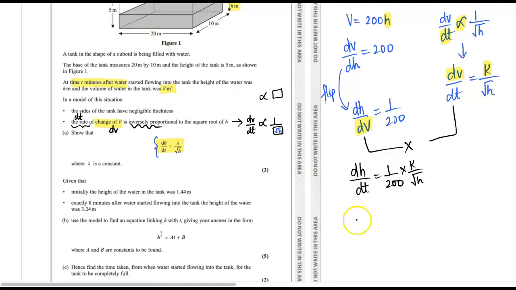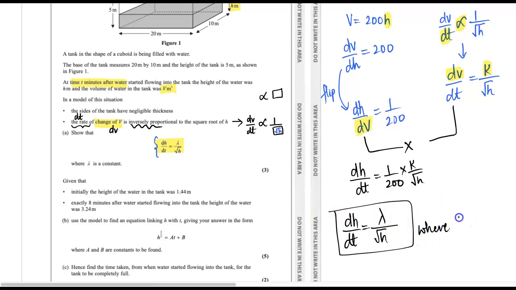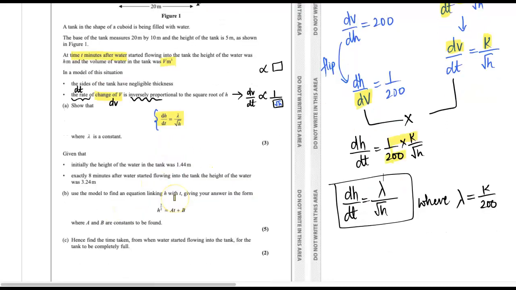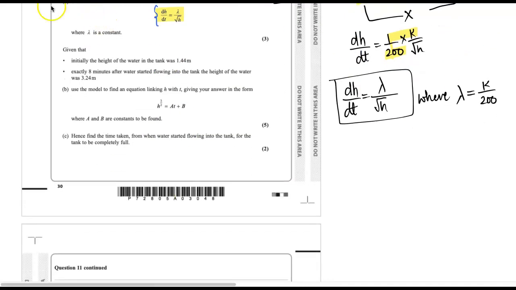So we can say that dH over dt is equal to lambda over root h, where lambda is 1 over 200. Does that make sense? So we assumed lambda to be k over 200 basically. So this whole value can be written as lambda. Yeah, it's proved. So the first part is done. We need not really check because it was to show. Now the second part, that's quite interesting.